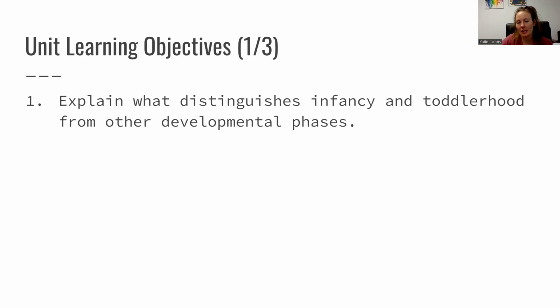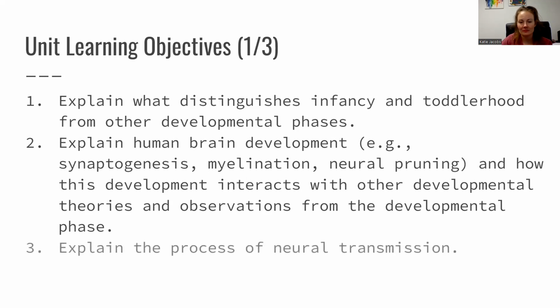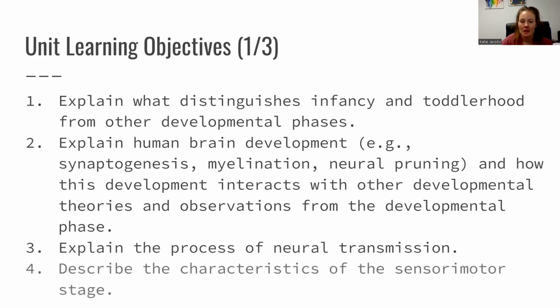By the end of this unit, I want you to be able to explain what distinguishes infancy and toddlerhood from the other developmental phases. I want you to be able to explain basic human brain development. So this will probably be a review for most of you who've gone through Gen Psych. So I want you to be able to explain things like synaptogenesis, myelination, neural pruning, and how this type of development interacts with other developmental theories and observations from these 2 developmental phases. I want you to be able to explain the process of neural transmission. And I want you to be able to describe the characteristics of the sensorimotor stage.